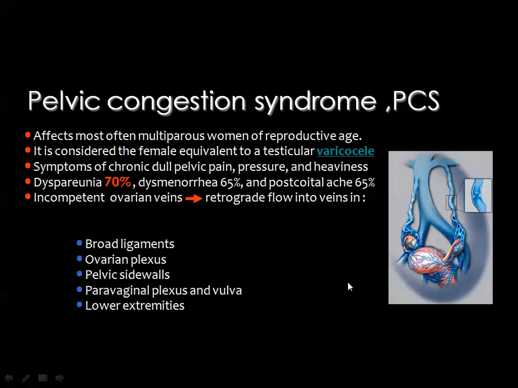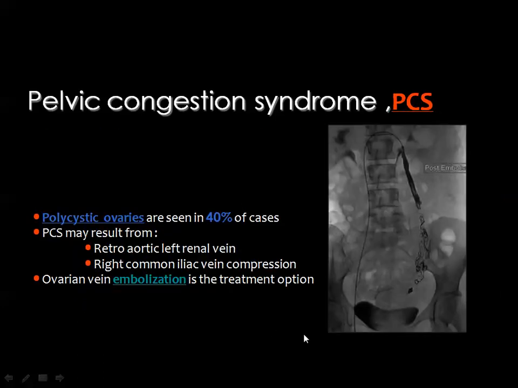Then the incompetent ovarian veins will lead to retrograde flow of the blood into the pelvic veins, which are the veins in the broad ligament, the ovarian plexus, the pelvic side walls, the paravaginal plexus, and the vulval veins, as well as into the extremities maybe. And these lesions are associated with polycystic ovaries in about 40% of the cases.